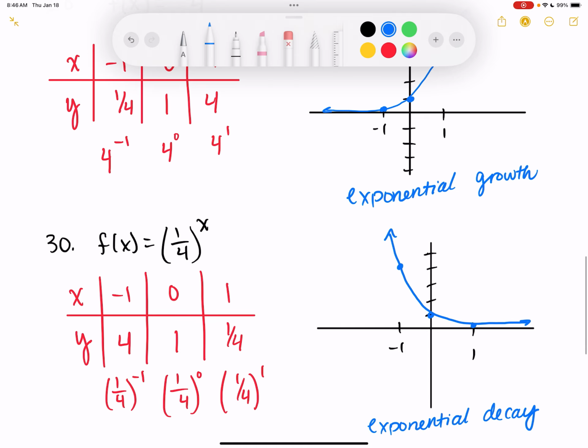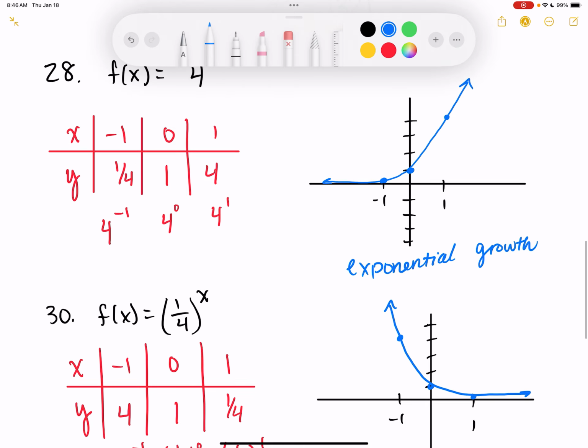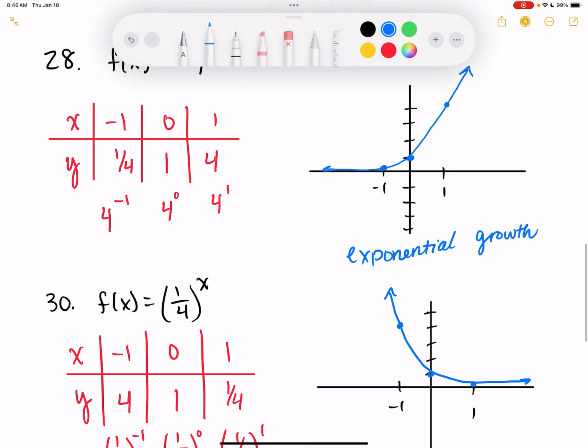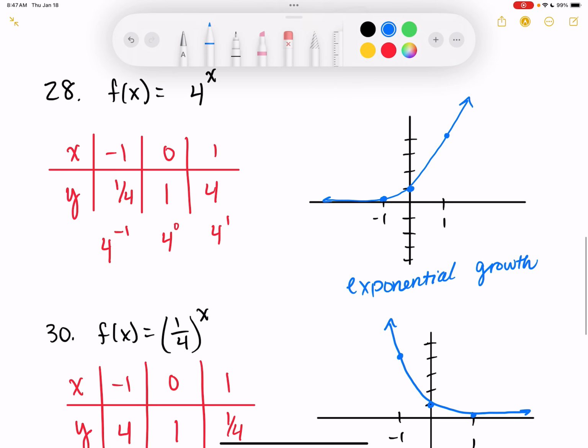Now, if you compare these two graphs that we just did, what do you notice? Opposite. They're opposite, because when we plug in those numbers, we had 4 raised to the power, we had 1/4, 1, and then 4, but when we had 1/4 raised to the power, we had 4, 1, and then 1/4, and so it just flipped the numbers because of what we started with.